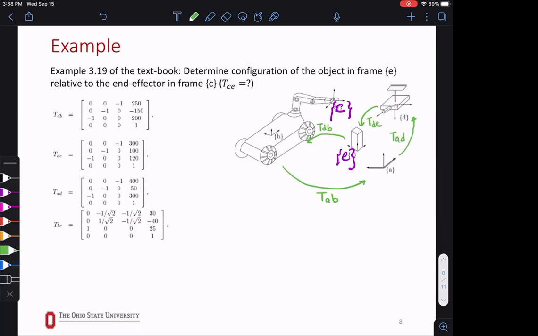These are the things that we know. We are trying to find this, TCE. We also know, hold on, what else do we know? TBC, we know this. TBC, TEE, EB, okay, we don't know this directly.